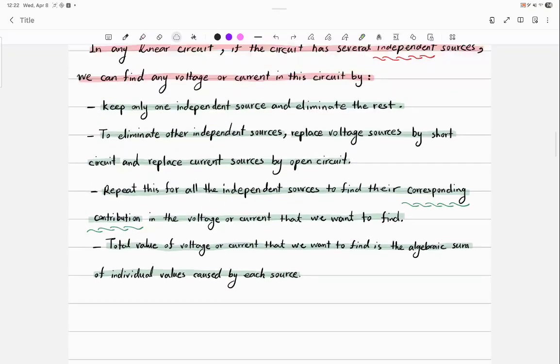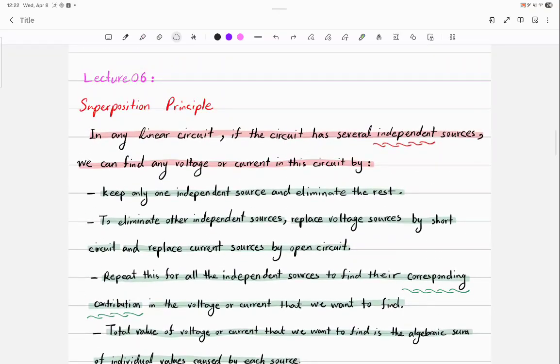Superposition principle. What is the keyword that you know you should use superposition? Contribution. As soon as you see that, it's superposition. Okay? So, for example, I have 5 different independent sources in my circuit, and I ask you to find the contribution of the 3-volt voltage source to the quantity Vx. What should you do?